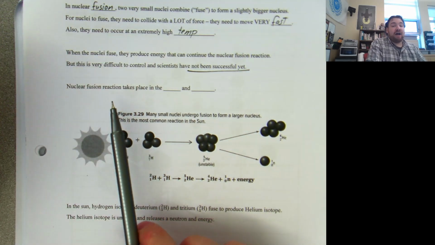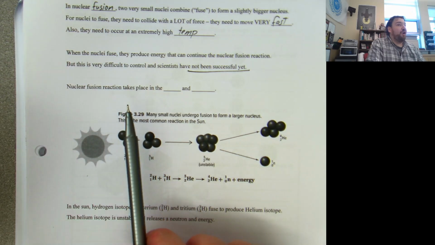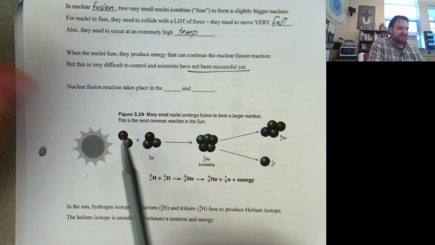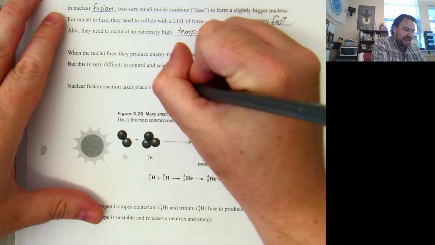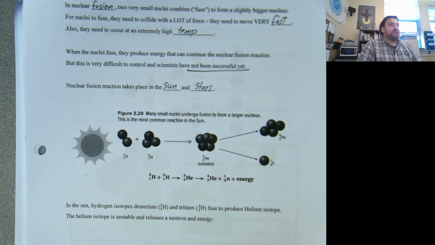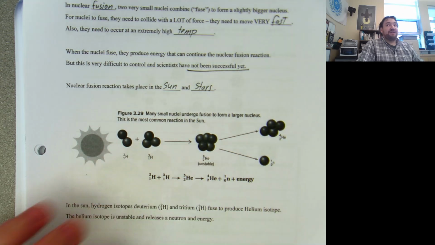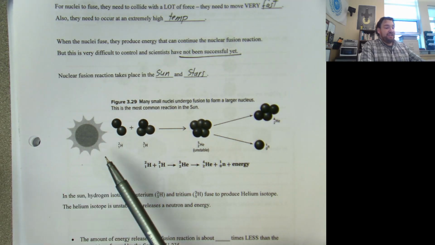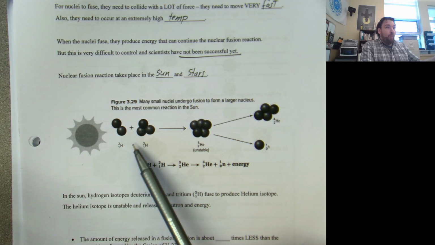Nuclear fusion right now, in its only naturally controlled state, happens in the sun and other stars. Nuclear fusion is the fuel that stars use. The reason that they're bright, the reason that we can see them, the color that they are, is due to this process. And they change color depending on what they're fusing.